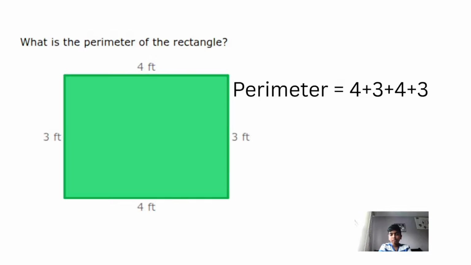First, we'll do 4 plus 3. 4 plus 3 is 7, and then 4 plus 3 is 7 again, and then we do 7 plus 7. Now we know 7 plus 7 is 14. Now we have 14 feet because of the units, like 3 feet, 4 feet. And we're not adding feet squared because feet squared is for area. Feet is for perimeter. So our perimeter is 14 feet.